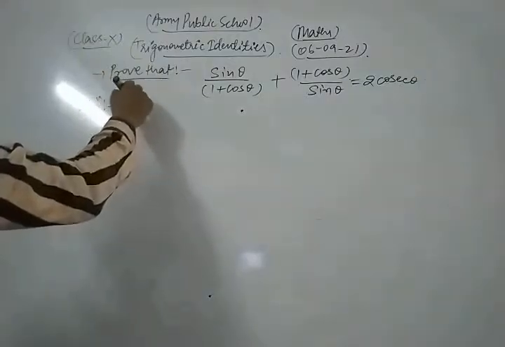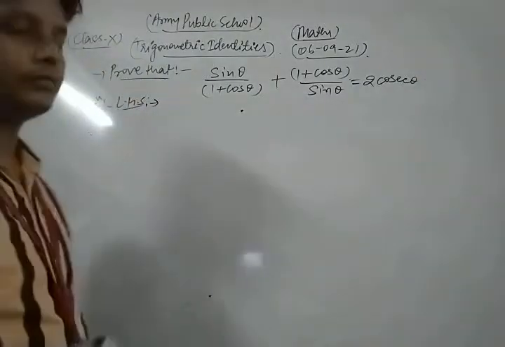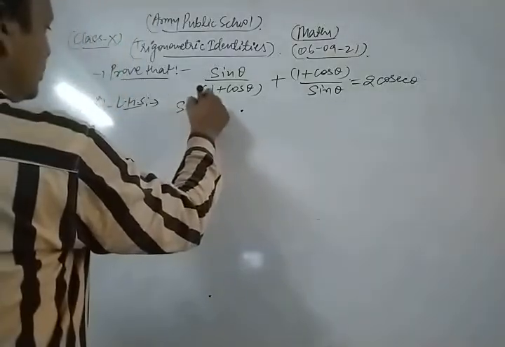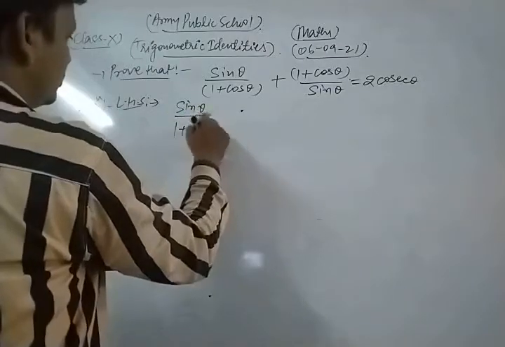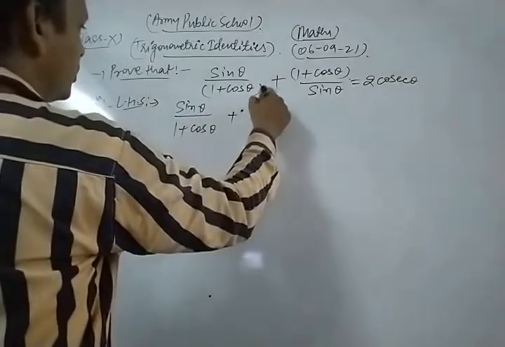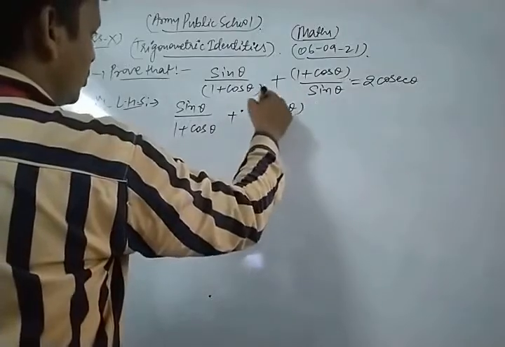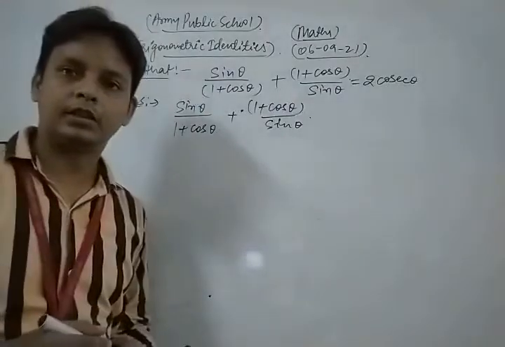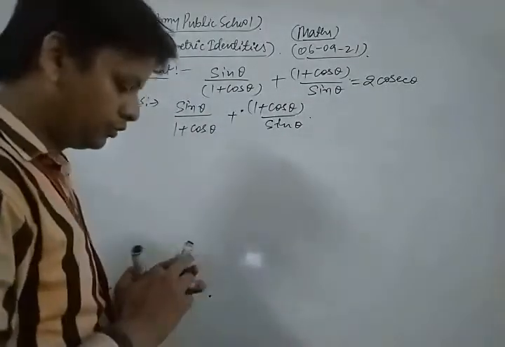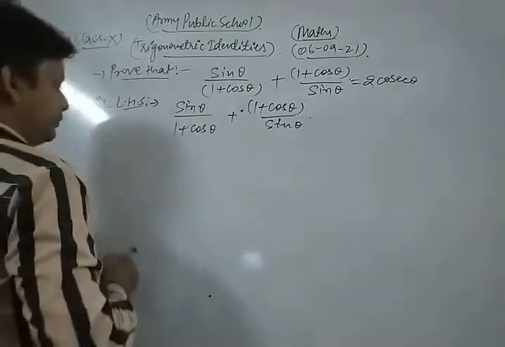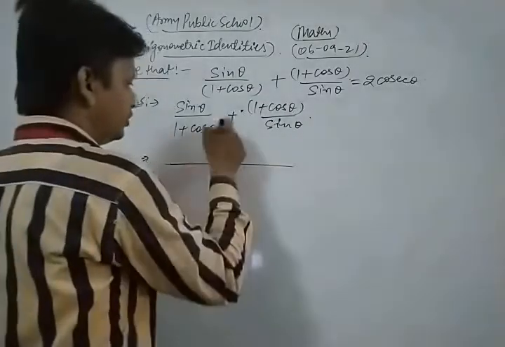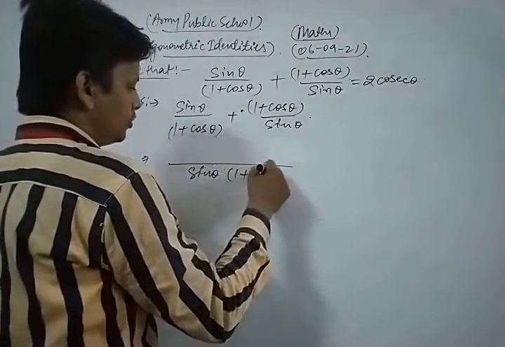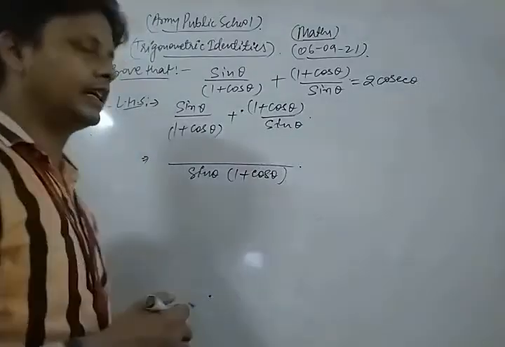We take the left hand side of this question. So we have sine theta upon 1 plus cos theta plus 1 plus cos theta upon sin theta. This is the question here. Now what do I do? We take their LCM, so we take the LCM of both the values as sin theta into 1 plus cos theta. We take the LCM. Okay.